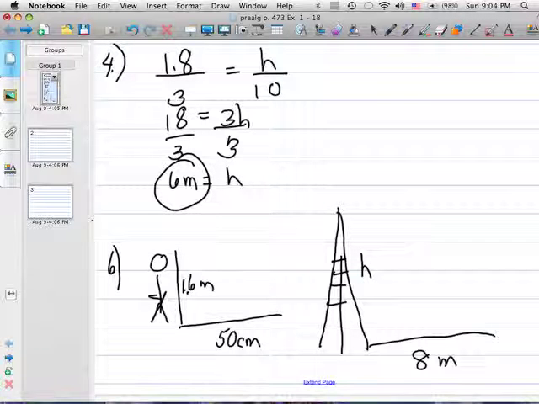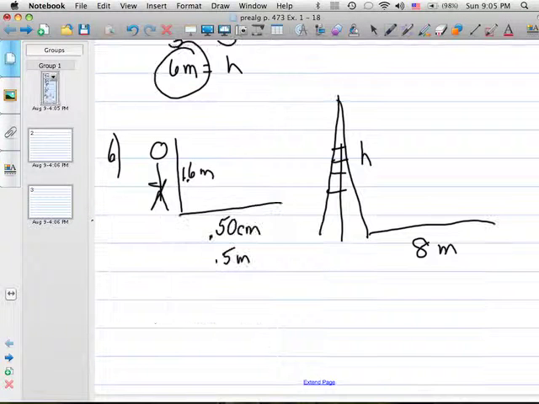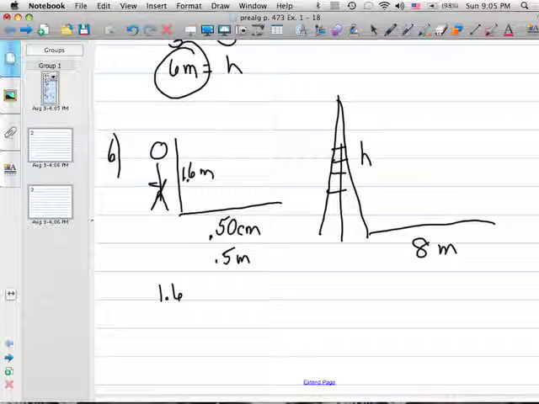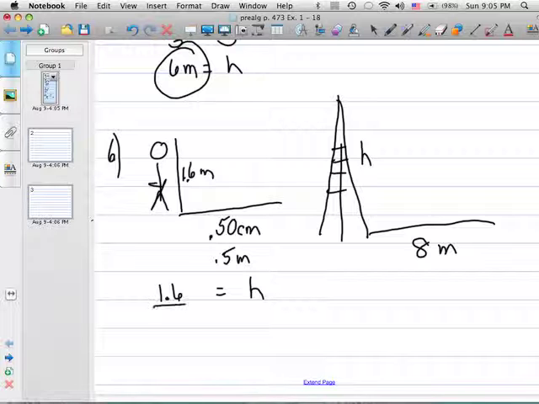Well, we have to make sure they're all the same unit. 50 centimeters, we'd have to move the decimal point 2 places to the left. So it's 0.5 meters. So everything's in terms of meters now. So the person's 1.6 meters tall, and the tower is h meters tall. The shadow it casts, the little guy, is 0.5 meters, and the shadow cast by the tower is 8.